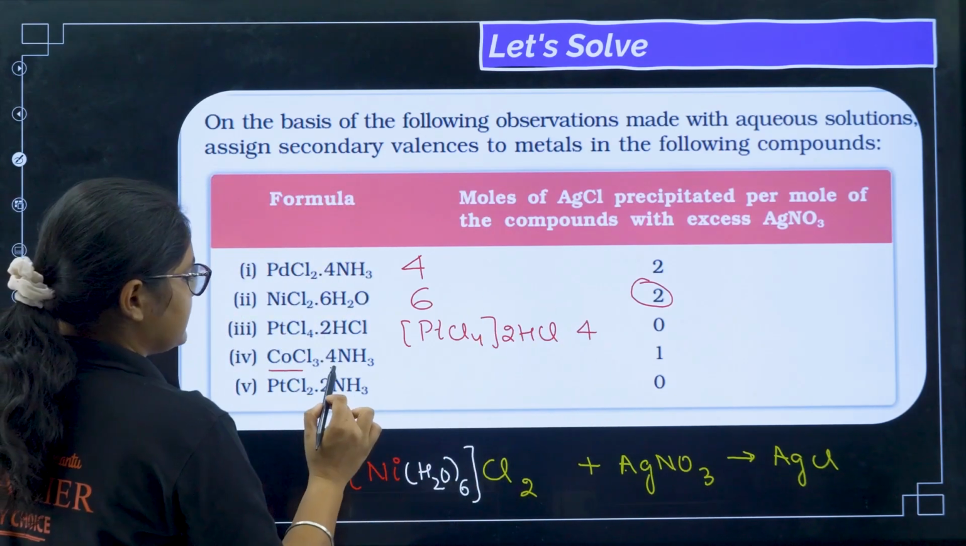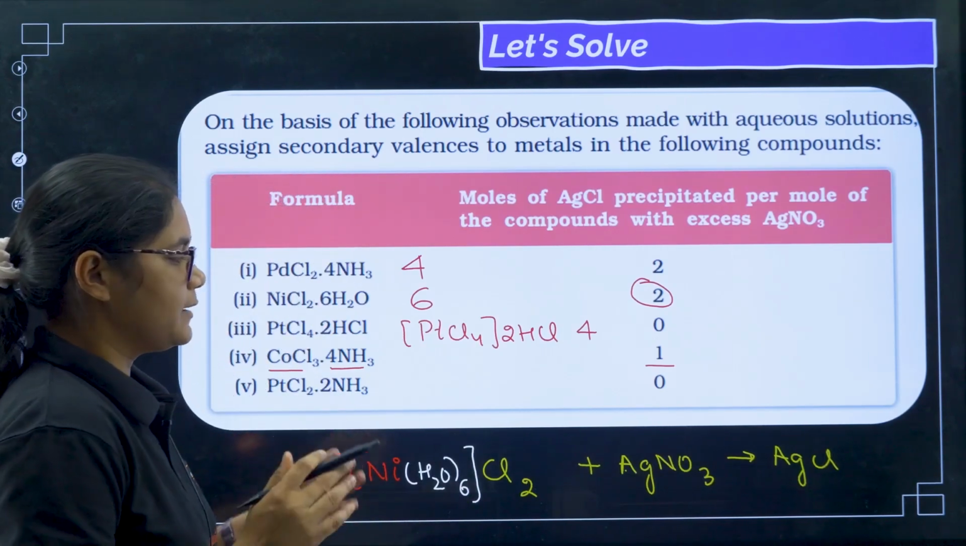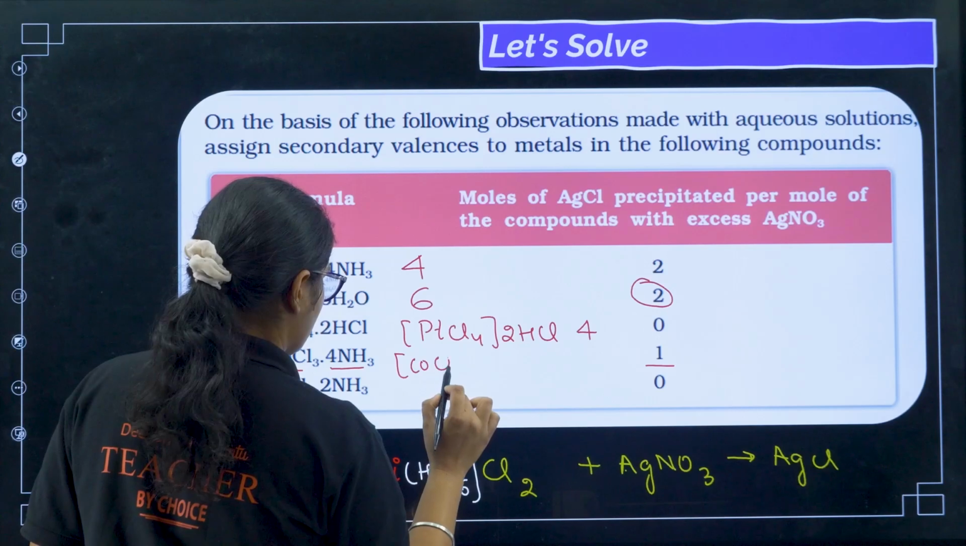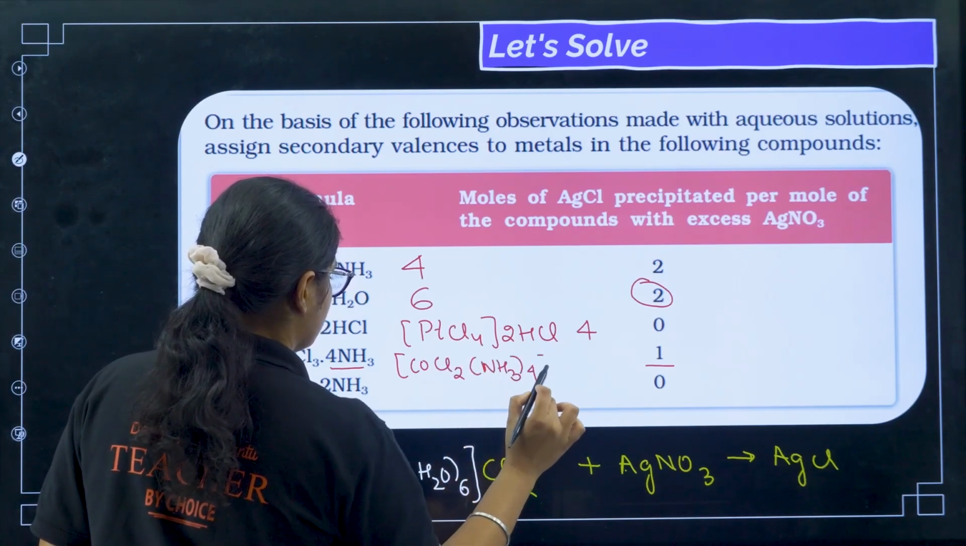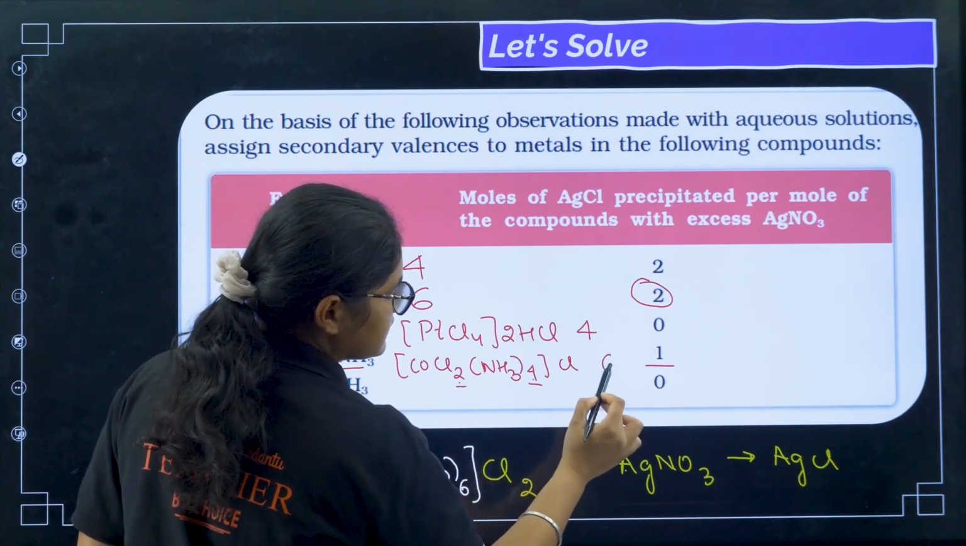Next I have CoCl3·4NH3, and the number of AgCl formed is 1. That means only 1 chlorine will be outside. So what formula can I write? [Co(NH3)4Cl2]Cl, with 1 Cl outside. So what is the coordination number? 4 and 2, here total 6.